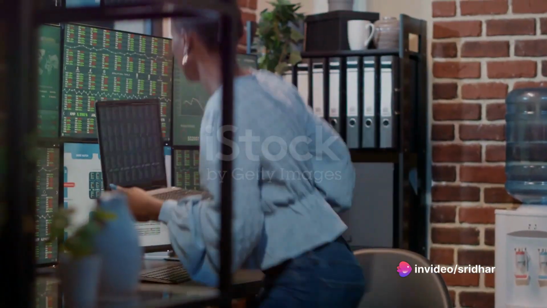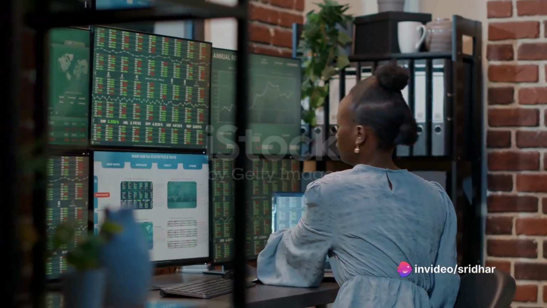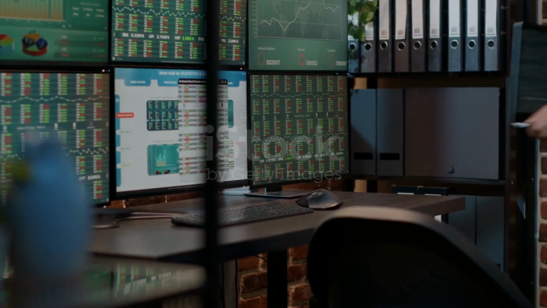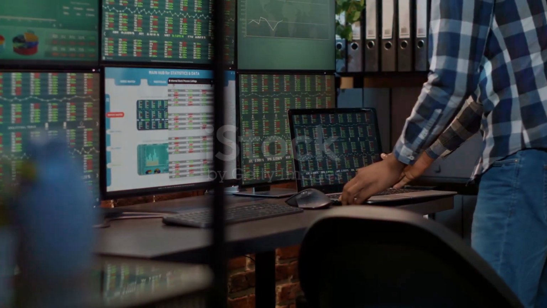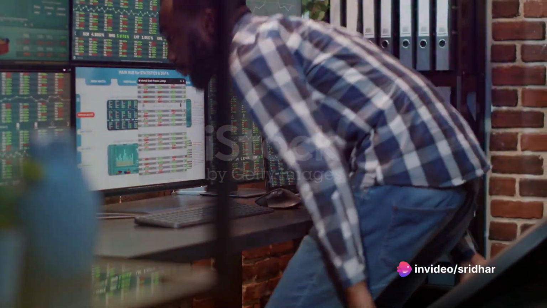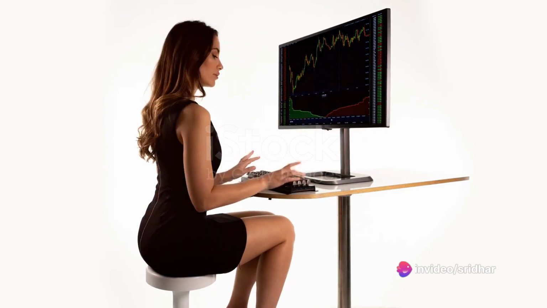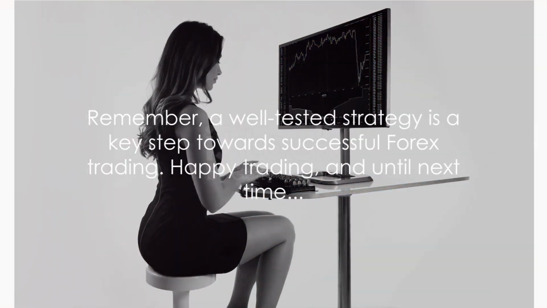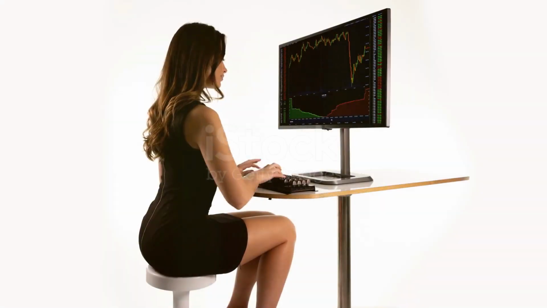Take the time to backtest your strategies. It may seem like a lot of work, but the knowledge and confidence you'll gain are priceless. Keep exploring, keep learning, and keep refining your strategies. Forex trading is a journey, not a destination. Remember, a well-tested strategy is a key step towards successful Forex trading.